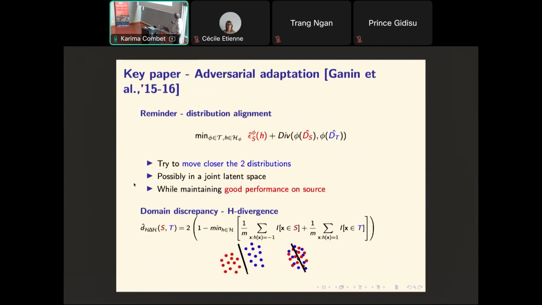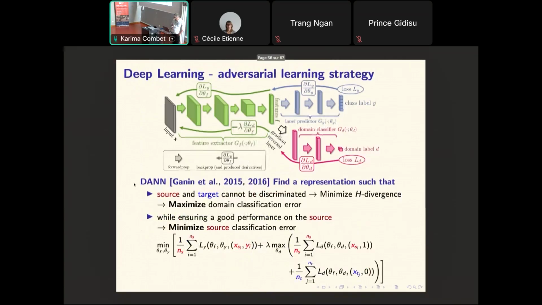We try to minimize the source error and the divergence between two domains in the feature space defined by the deep learning model. For the divergence, we'll consider the H divergence. If you remember, the divergence is high if we can separate the two domains, and it is small if we cannot separate the two domains. So the idea of this method is exactly to find a latent space where we cannot separate the domains while ensuring a good error on source.